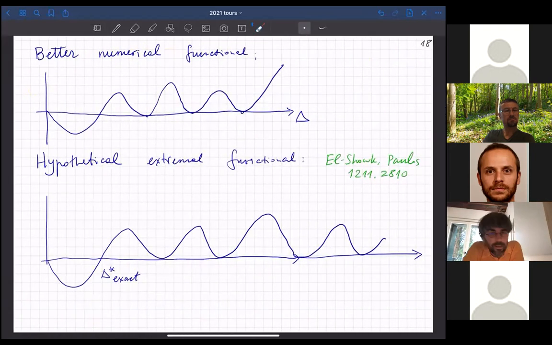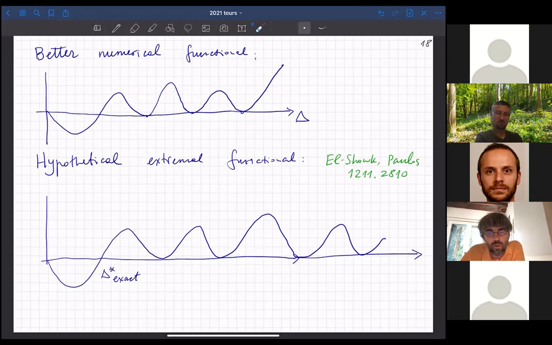But now, if you take the numerical bootstrap and increase your numerical precision, which means you increase this parameter n in your functional, then you might get a functional which not only passes from negative to positive, but maybe has a bunch of double zeros. Eventually, since it's made of derivatives, it will always grow at large delta as a polynomial.